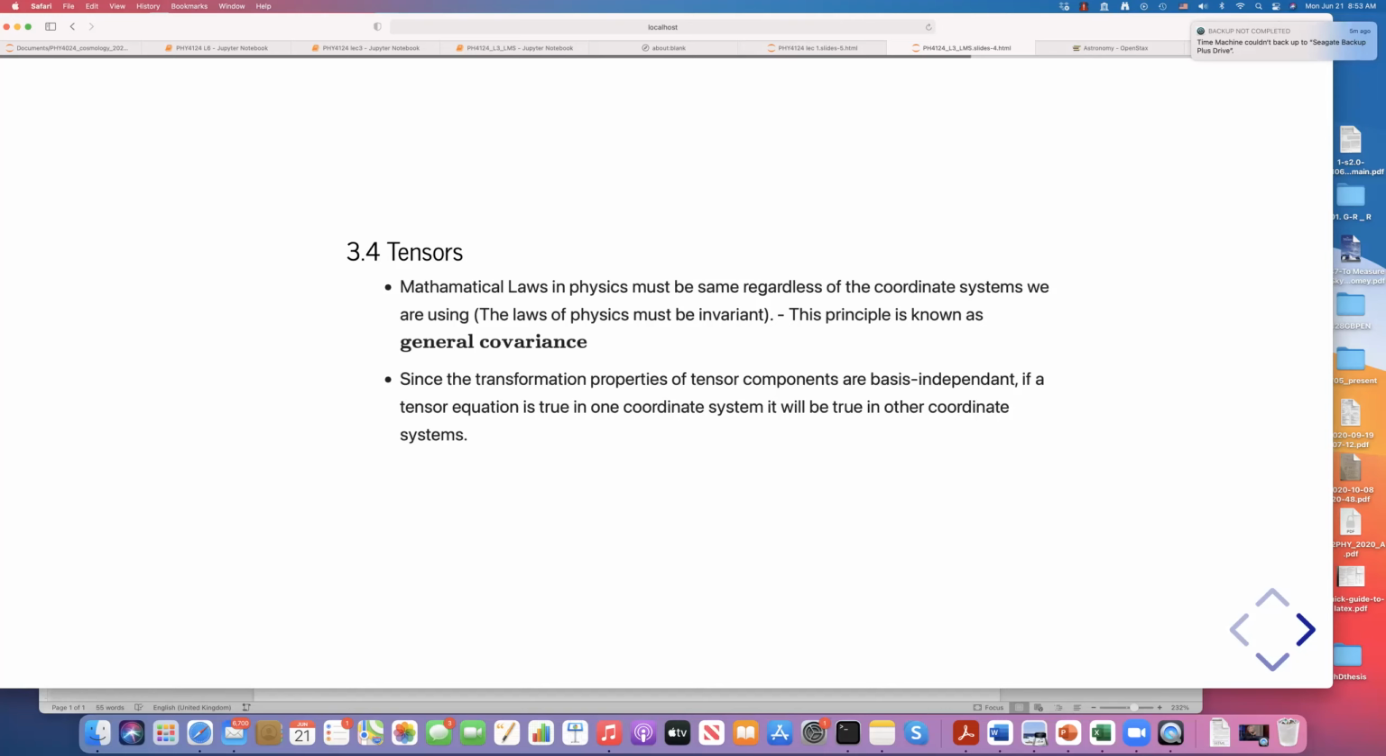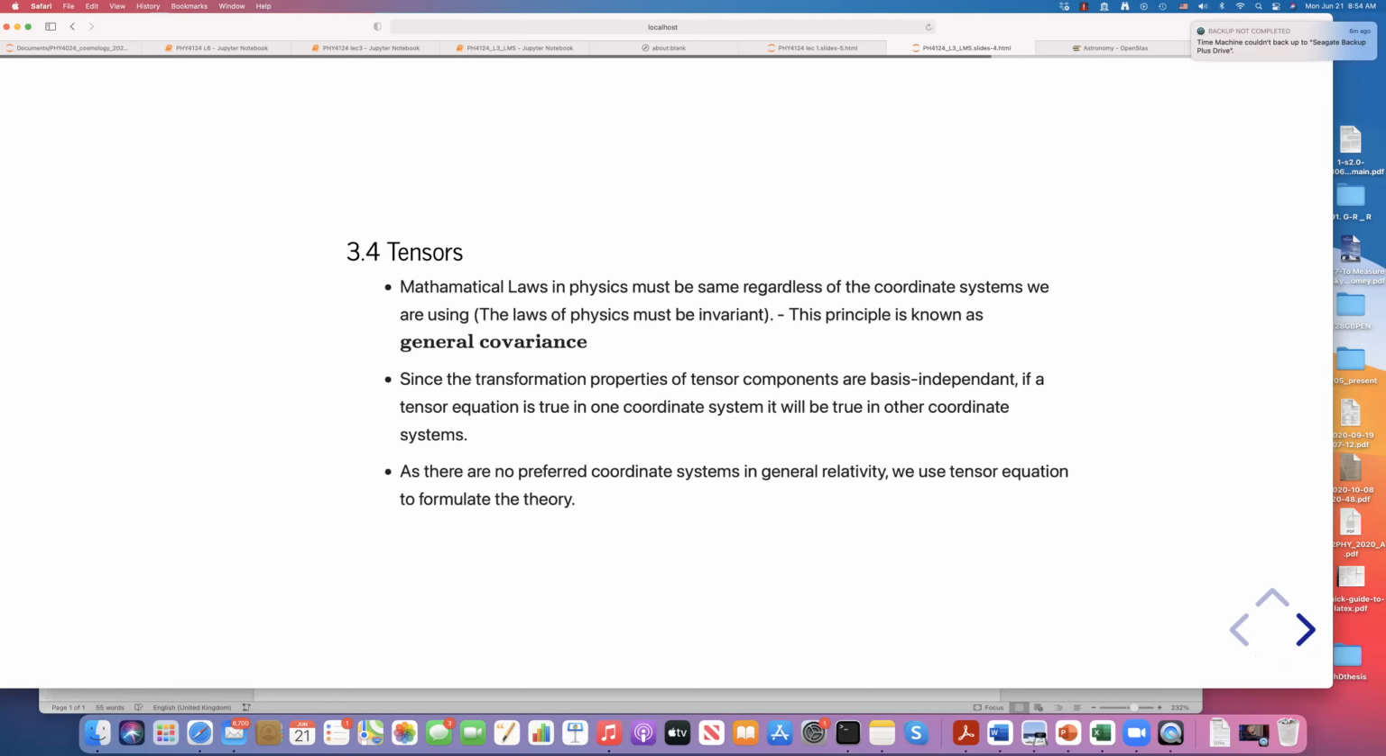Now, the reason that tensors are important here is that the transformation properties of tensor components are basis independent. So they don't depend on basis. If a tensor equation is true in one coordinate system, it will be true in other coordinate systems as well. Now, this is why tensor equations and tensors are important.